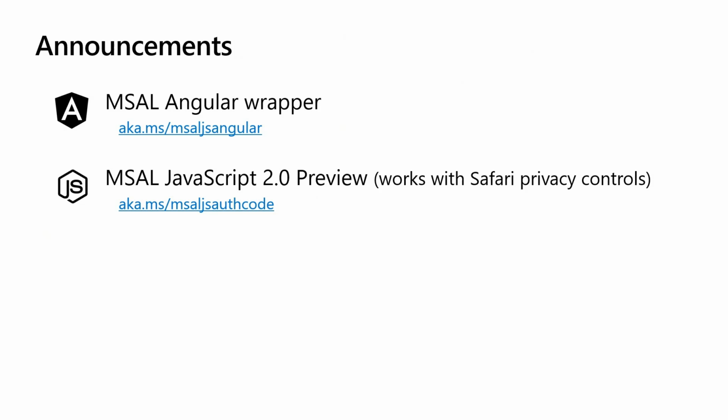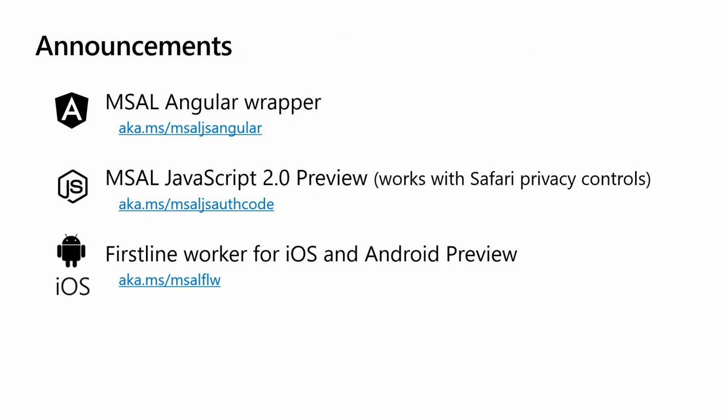We're also announcing a preview of MSAL JavaScript 2.0, which provides compatibility with privacy controls in Safari, allowing those users to get single sign-on. It uses a new standards-based protocol called Auth Code Flow for SPA and supports PKCE security.